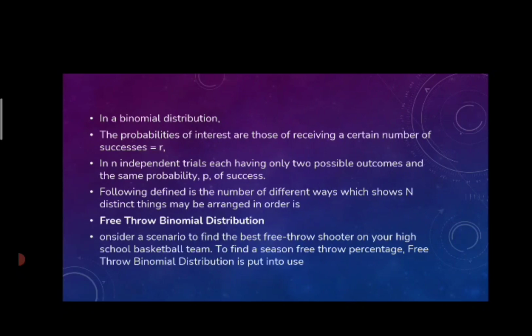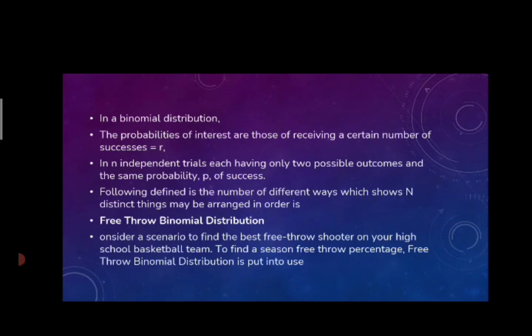In a binomial distribution, the probability of interest is that of receiving a certain number of successes, that is equal to r, in n independent trials, each having only two possible outcomes and the same probability p of success. Following is defined as the number of different ways in which n distinct things may be arranged in order.